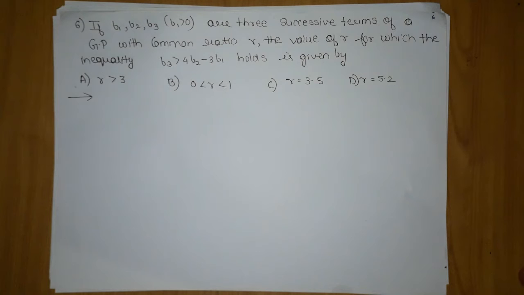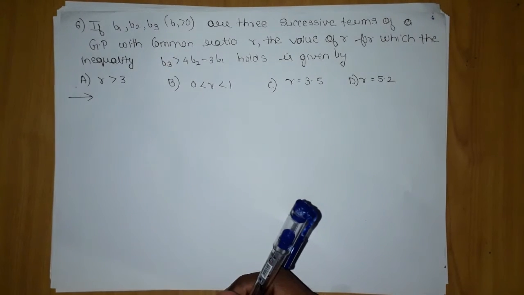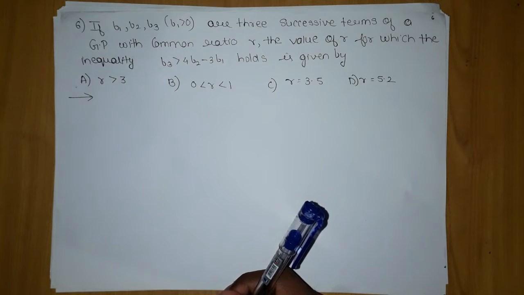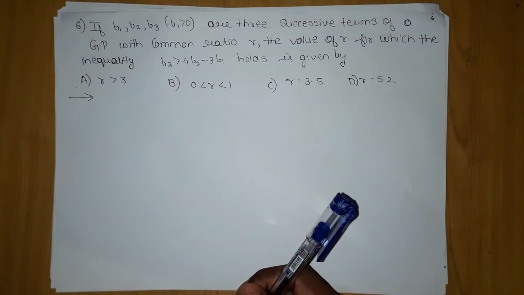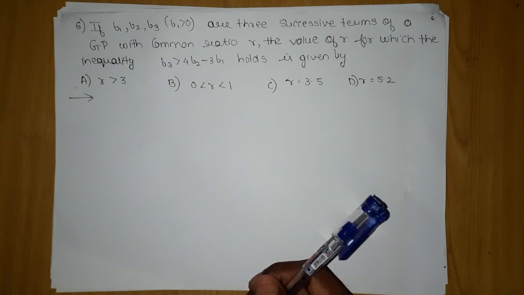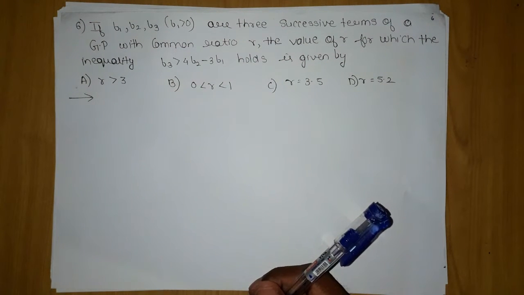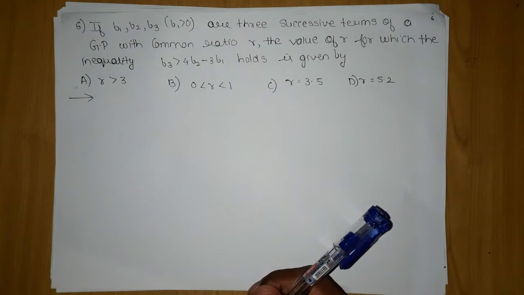The question is as follows. Let me read it. If b1, b2, b3, where b1 is greater than 0, are three successive terms of a GP with common ratio r, the value of r for which the inequality b3 greater than 4b2 minus 3b1 holds is given by: the first option r greater than 3, second option r is between 0 and 1, third option r equals 3.5, and the fourth option r equals 5.2.